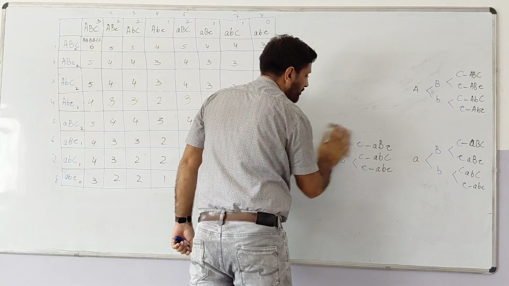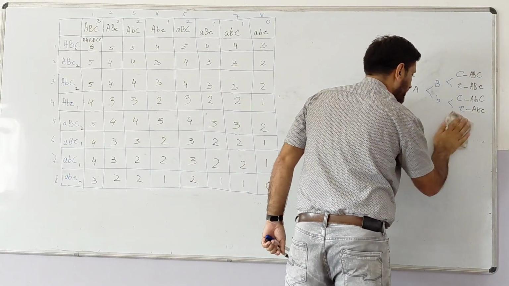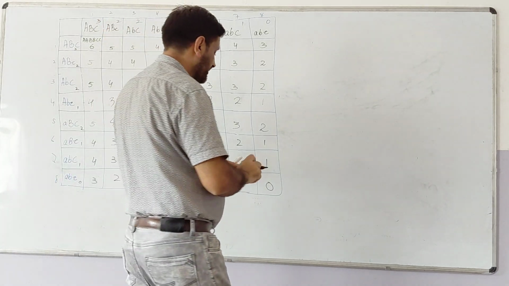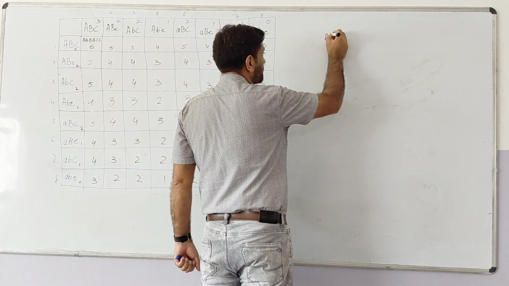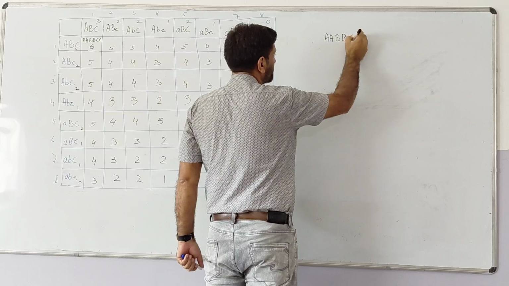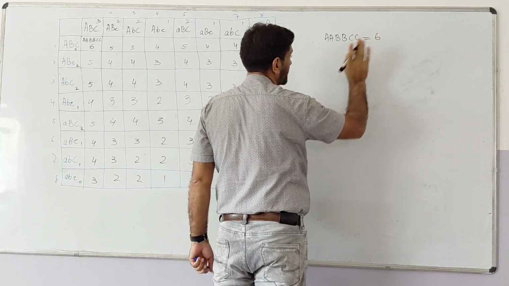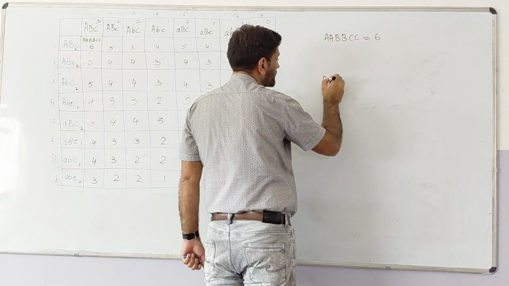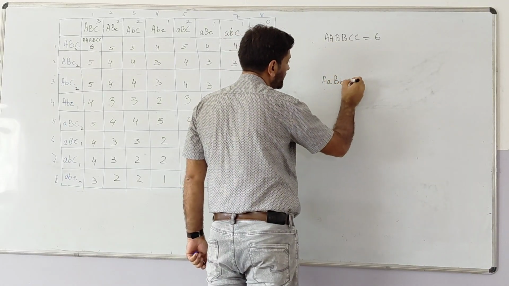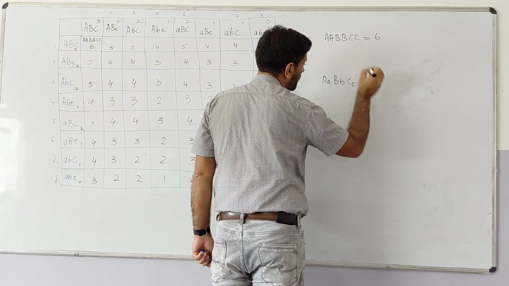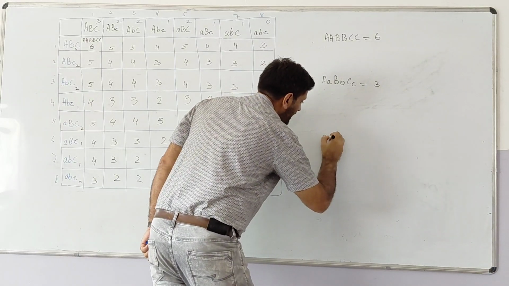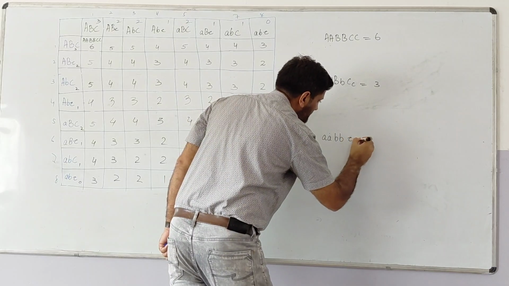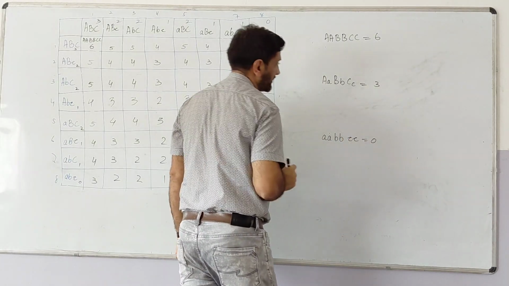The data we collect from this Punnett square is like we have number of phenotypes 7. Let me have it. Capital A, capital A, capital B, capital B, capital C, it is having 6 dominant alleles. Is this clear? Now, capital A, small a, capital B, small b, capital C, it is having 3 dominant alleles. And small a, small a, small b, small b, small c, it is having 0 dominant alleles.